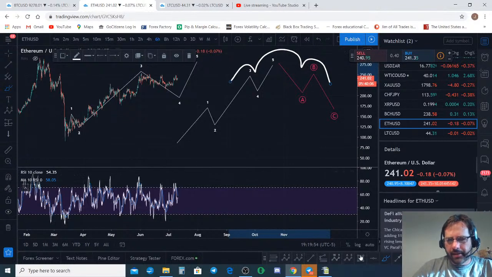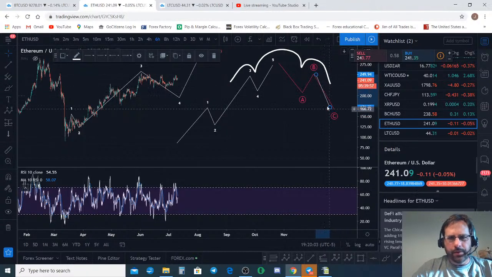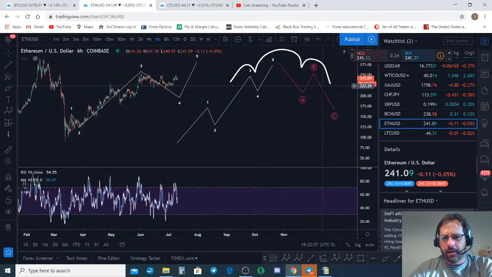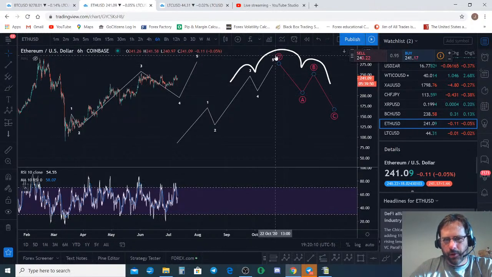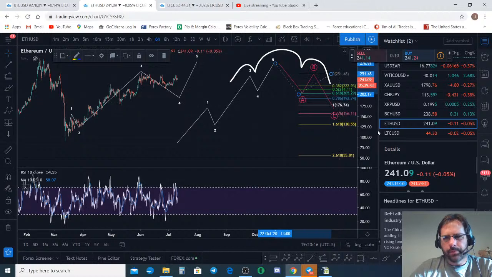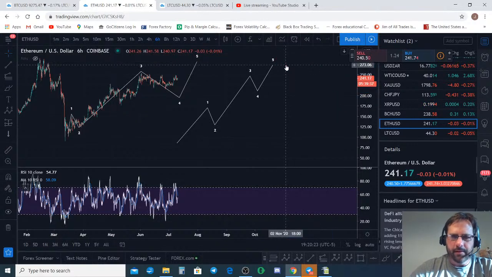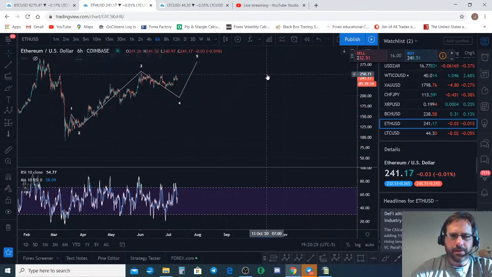And then what they tell you to do is measure the top of the head to the neckline, and then you expect the C wave, the other wave, to do that same thing. All that is a one-to-one extension of A to C. It's just a one-to-one extension. So anyway, I don't pay attention to head and shoulders. I just look at wave counts, and I'm not seeing a head and shoulders yet.